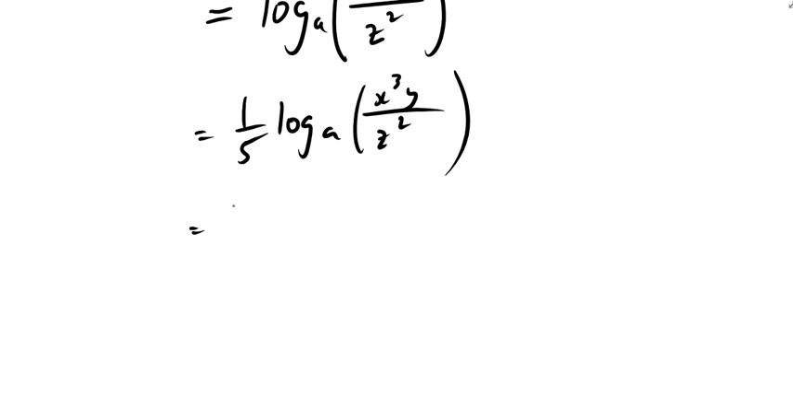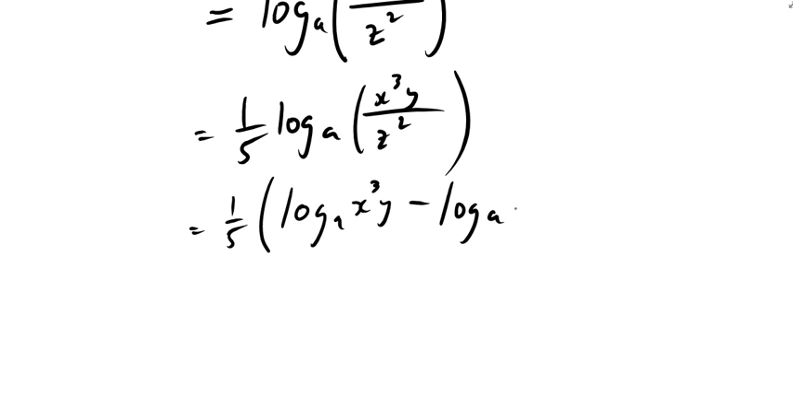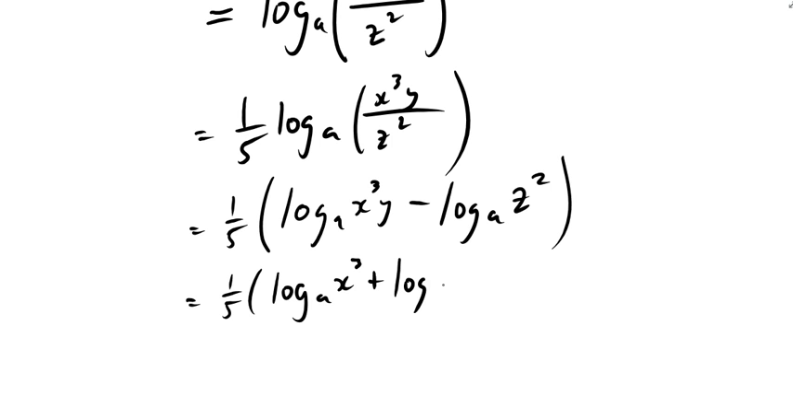And now I can split this up as 1/5 times log base a. So it's something divided by something. So x cubed y minus log base a of z squared. Need that in brackets times the 1/5, right? Because it's 1/5 times everything. And then I can split up that first part as well. Log base a of x cubed plus log base a of y minus log base a of z squared. You could have done that in one step.